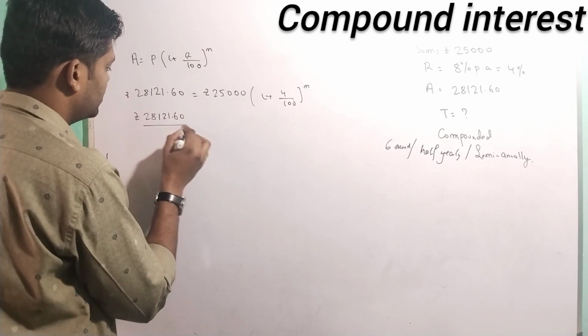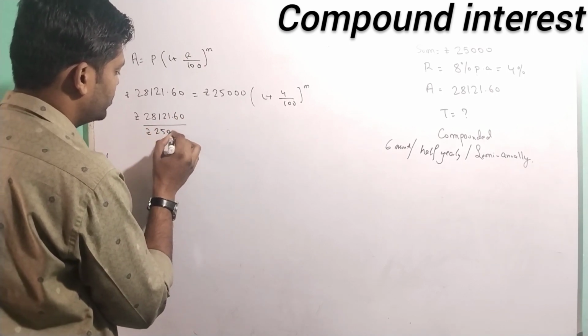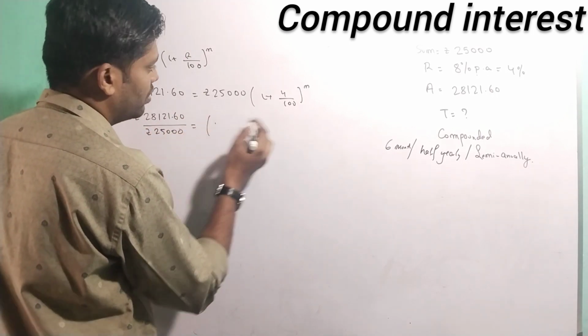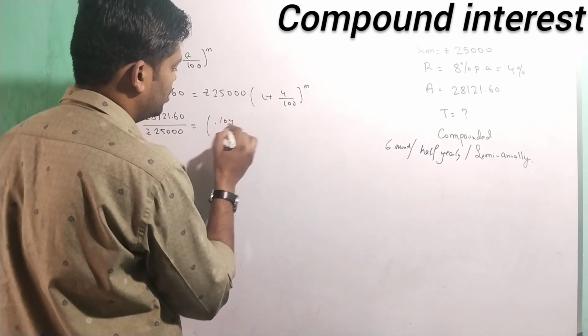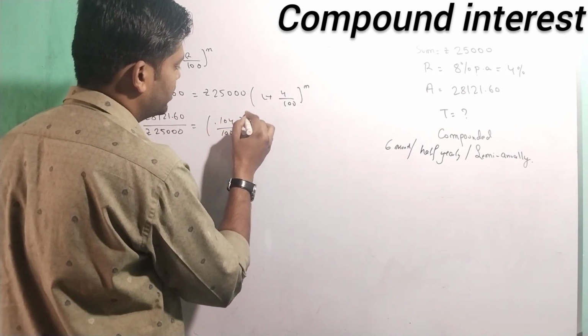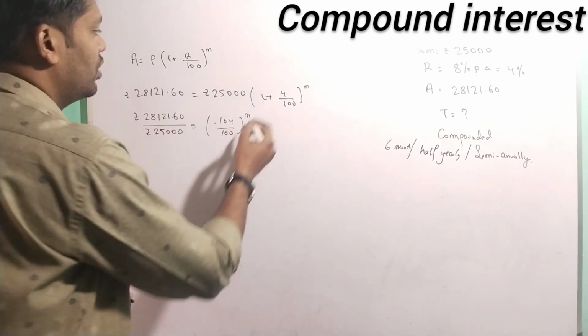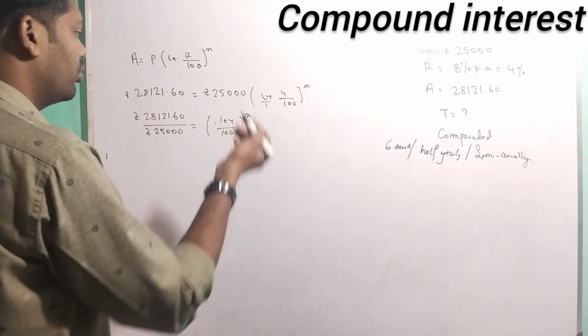28,121.60 by rupees 25,000 is equal to, I told you, 104. Shortcut 4 by 100. Why? As I already explained, it will be 104, because you take out the LCM. Ultimately you are going to get 104.